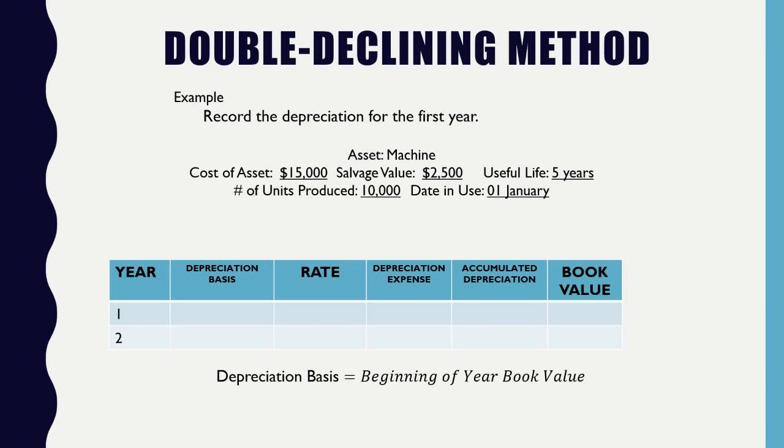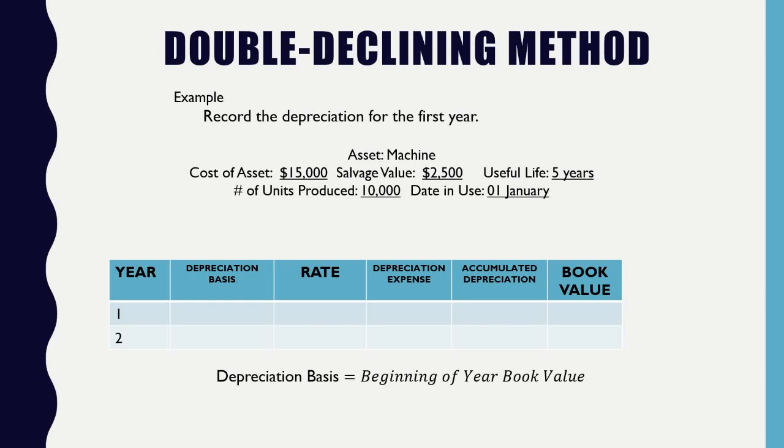Okay. So here, let's take a look at an example where you bought a machine worth $15,000 and you have a salvage value of $2,500. Estimated useful life is 5 years, and the number of units that it could produce is 10,000. And the date that you placed into service was January 1st. So in this case, how do I solve for my depreciation basis for the first year? Well, we know that basis is going to be the beginning of the year's book value.